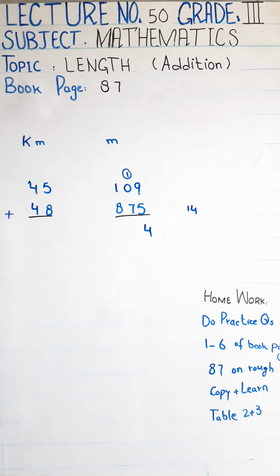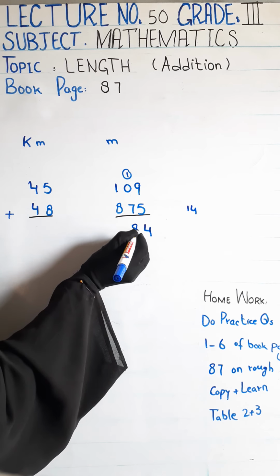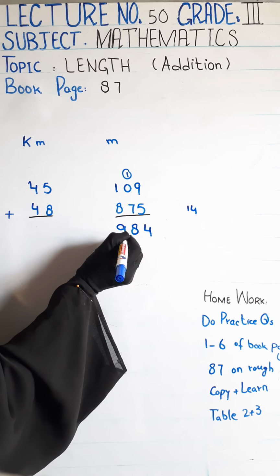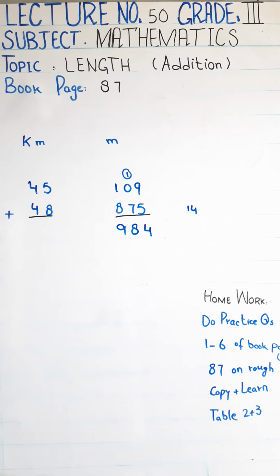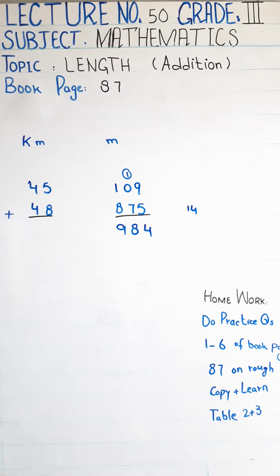Now the next one, 8. 1 plus 7 is 8, 1 plus 8 is 9. Any number carried to the next column? No. So when we add the two numbers, we get the answer 984 meter.